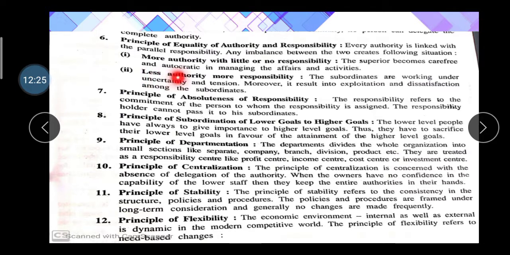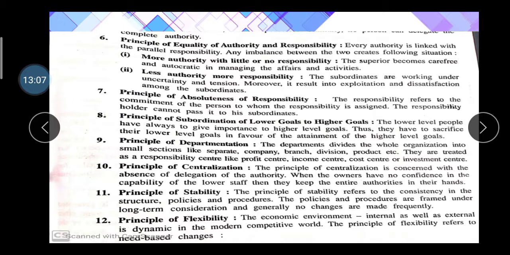Then, less authority or more responsibility. If you give less authority and higher responsibility, the subordinates work in an uncertain and tense environment. Moreover, it results in exploitation and dissatisfaction among the subordinates, because you have given higher responsibility and not given them any authority, so they feel stress and tension, and they do not work according to their efficiency and knowledge. So always try to give authority and responsibility in an equitable manner.